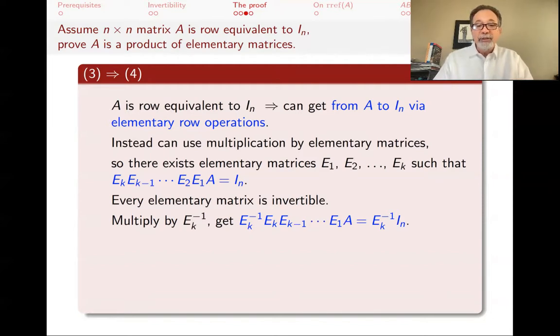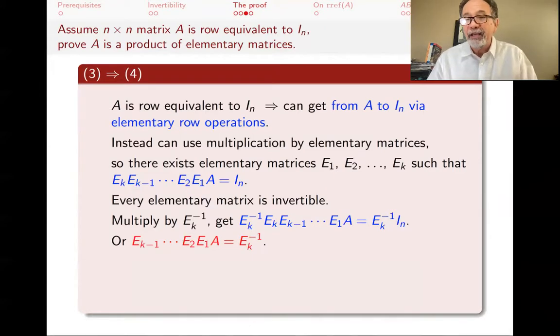And when you do that multiplication on the left, EK inverse times EK gives you identity. And that identity times everything else is just that everything else. And so you really have got EK minus 1 times EK minus 2 all the way to E2, E1 equals EK inverse. So now you have peeled off one of those EKs. So what this says is that if you do one fewer elementary operation on A, then what you're going to get is not identity, but the inverse of that last one you were going to do. This equation is what it says.